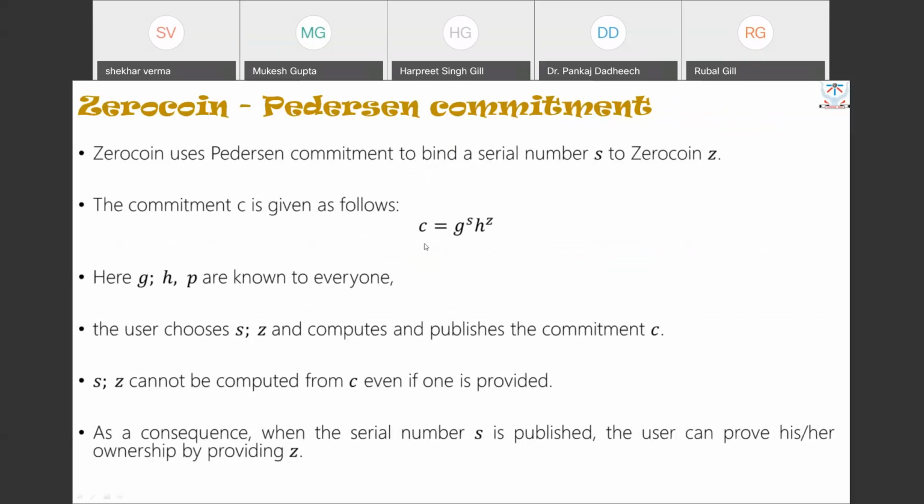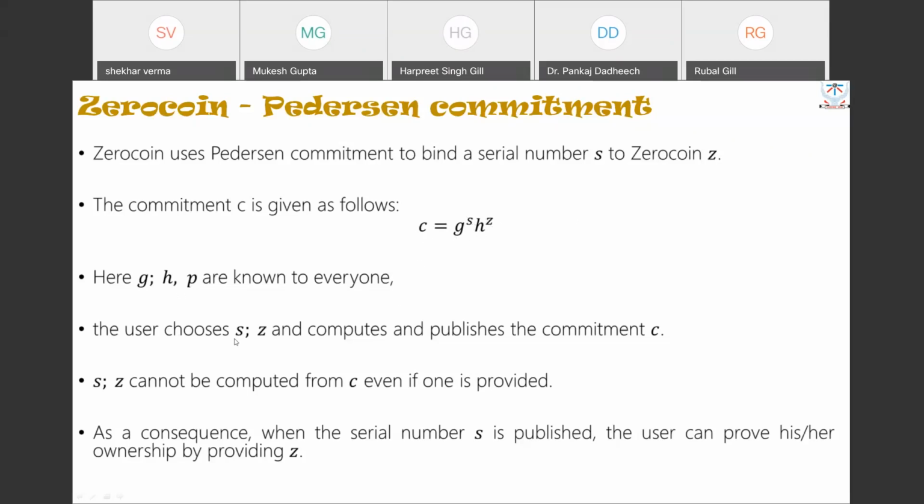I use a digital technique in which I use a discrete log. So the commitment is equal to G to the power S, H to the power Z, mod P. G is a generator, and H and P are known to everyone. But knowing G, knowing H, and even knowing C, you cannot know what S is. You cannot calculate S. That's the hardness of the discrete log.